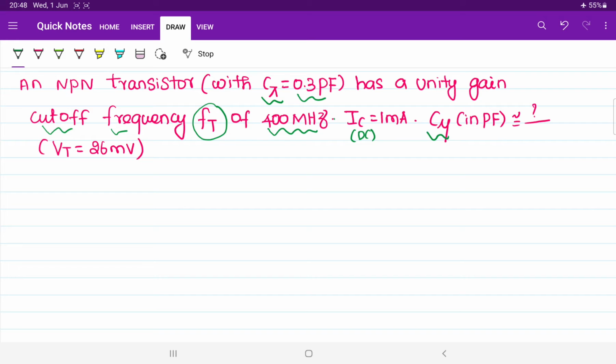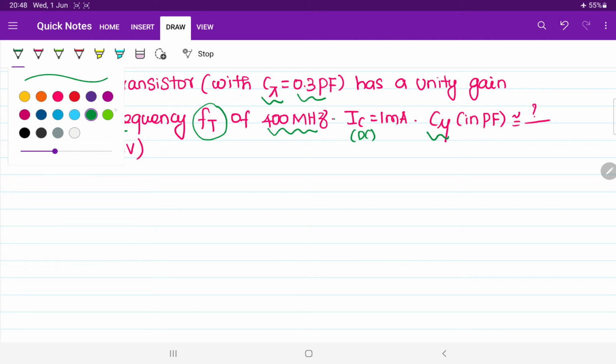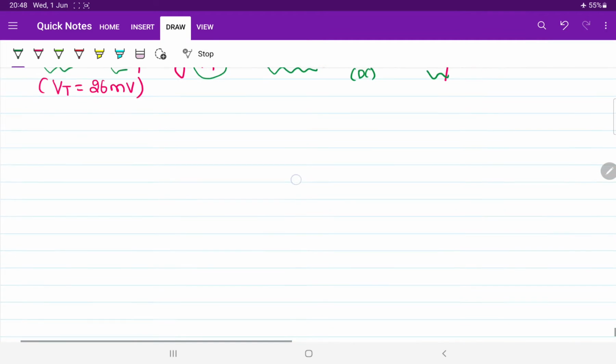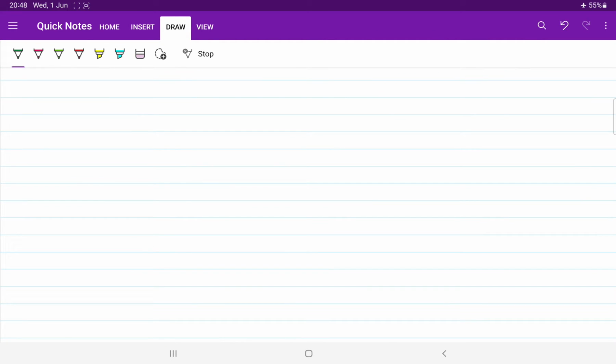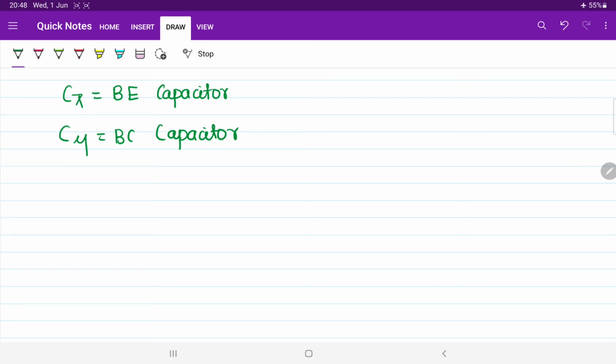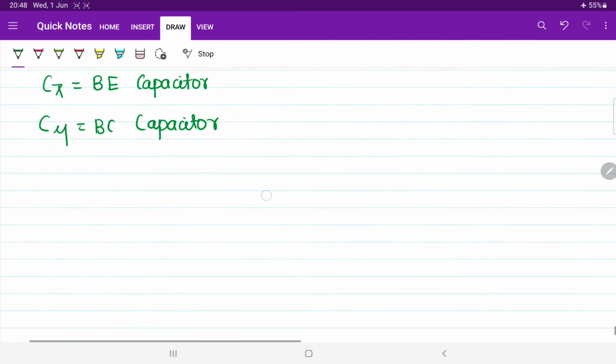When you are trying to do the AC analysis, of course we are doing high frequency analysis, right? So during this frequency analysis, you have to understand the relations between the capacitors. First, C pi is nothing but the capacitance that we are measuring between base to emitter. So this is called base to emitter capacitor. Similarly, if we are measuring the capacitor between base to collector, then that is called base to collector capacitor, which we denote by C mu. Okay sir. After that, we have to explore a few more things.